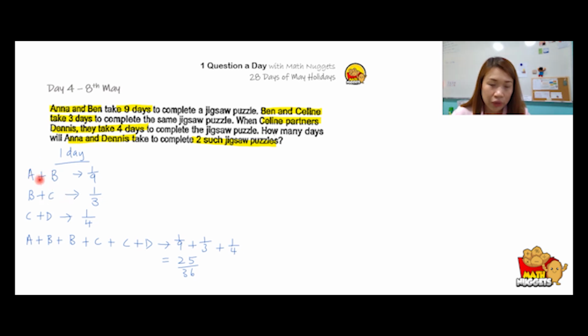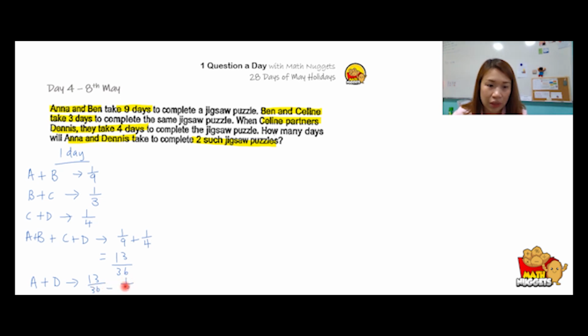Okay, from here, what I'm going to do is take A plus B plus C plus D. I'm going to take 1/9 plus 1/4. This gives me 13 out of 36. Then I'm able to find A plus D, the fraction that A and D will complete, by taking 13 out of 36 and minus B and C, which is 1/3.